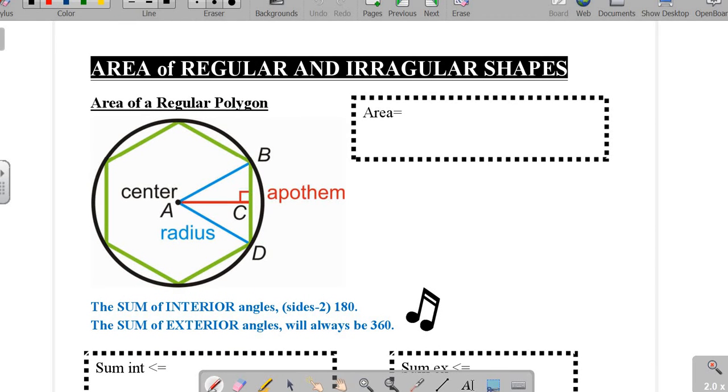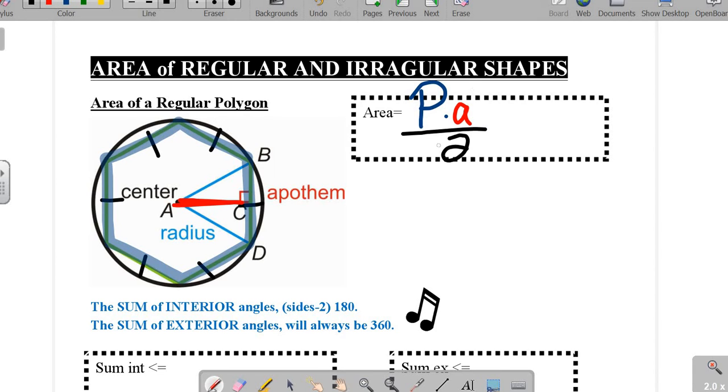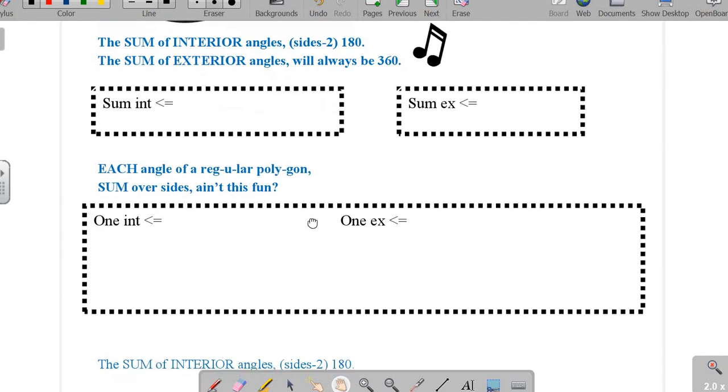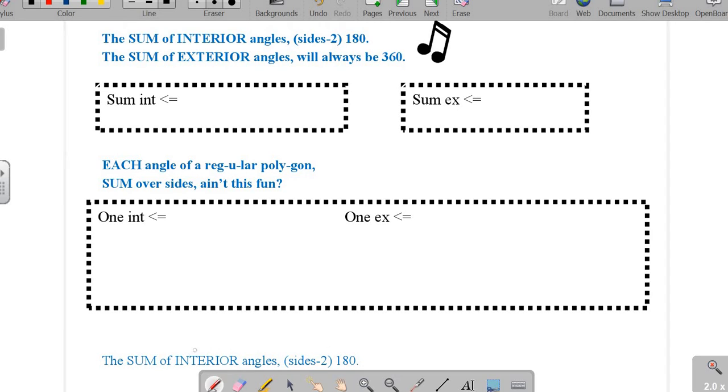Any regular polygon is perimeter times the apothem over 2. The apothem makes a right angle and hits the midpoint of a side. Perimeter times apothem over 2. Because we're dealing with polygons, you should be familiar.